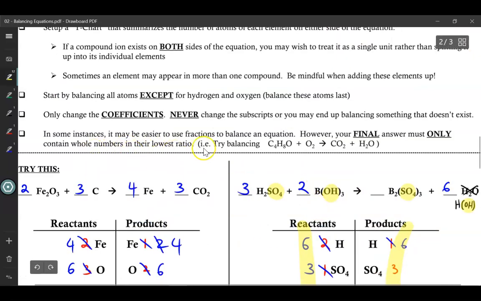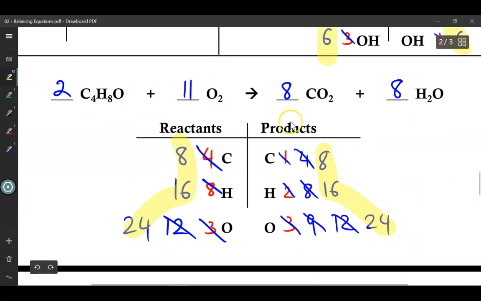So that was my final trick for you. In some instances, it may be easier to use fractions to balance the equation. However, your final answer must only contain whole numbers in their lowest ratios, so in the end, you can just multiply everything by 2. Now, I'm sure many of you are looking at this thinking, what the heck?